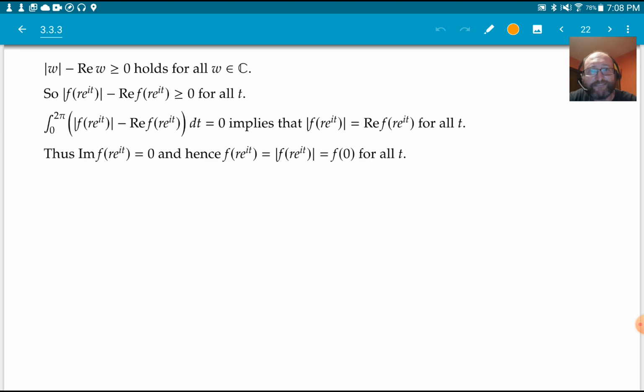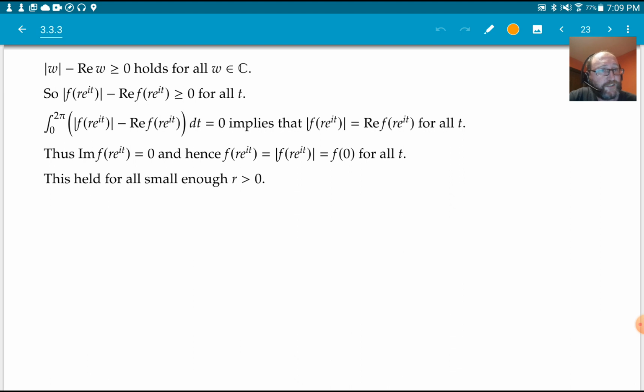Well, what does that mean? That means that f is real, therefore its real part is equal to f. So therefore we have that f is equal to the modulus of f on the circle, which we proved was equal to f at 0. So this is for all t, meaning on the entire circle.